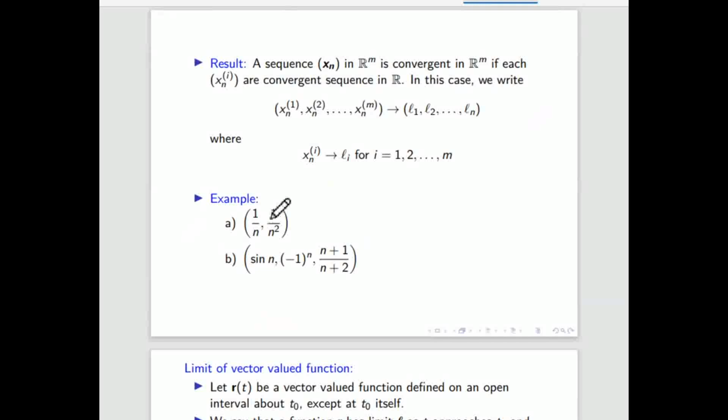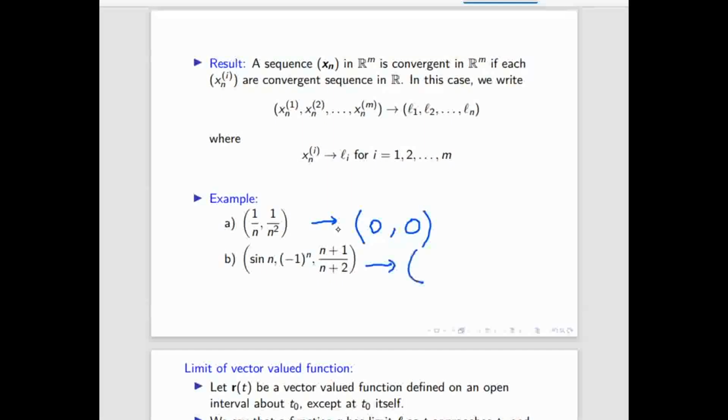Suppose this is the sequence. What is the limit of this? Where will this sequence go? You have to find it component wise. 1 by n will go to 0, and 1 by n square also goes to 0. So the limit is 0, 0. What about the second one? Where does sin n go, and minus 1 to the power n? This is divergent. That means the sequence is not convergent, because sin n is not convergent, and even minus 1 to the power n is not convergent. So if one component is not convergent, that means the sequence is not convergent.